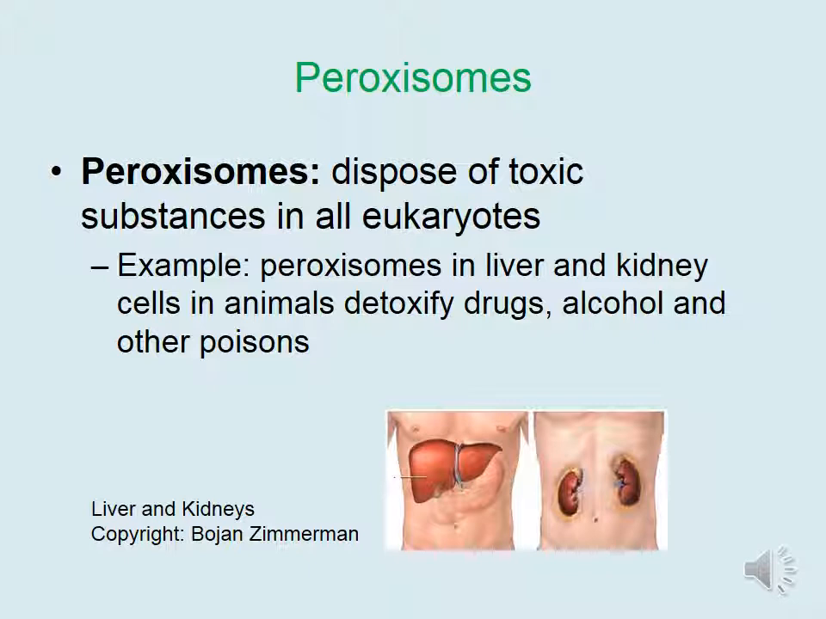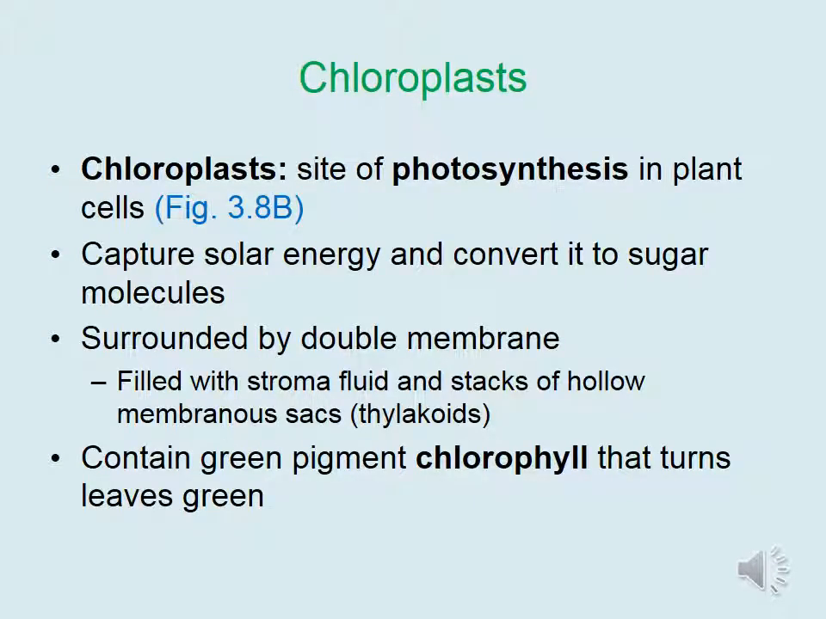Peroxisomes are another specialized type of vesicle that dispose of toxic substances in all eukaryotes. One example is peroxisomes found in the liver and kidneys of animals that detoxify drugs, alcohol, and other poisons. Chloroplasts are the site of photosynthesis in plant cells. They capture solar energy from the sun and convert it to the chemical energy of sugar molecules.